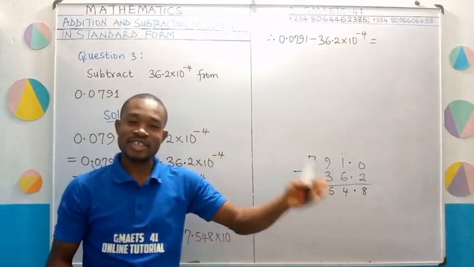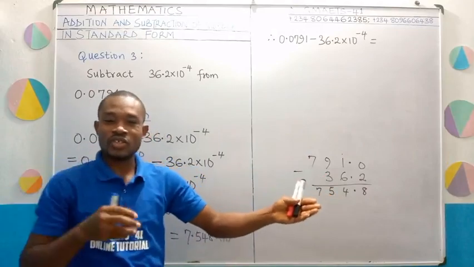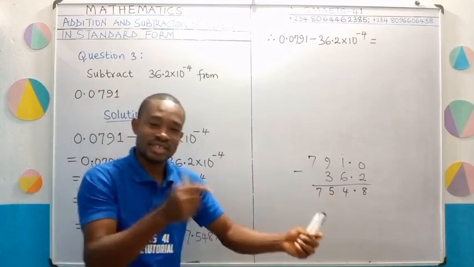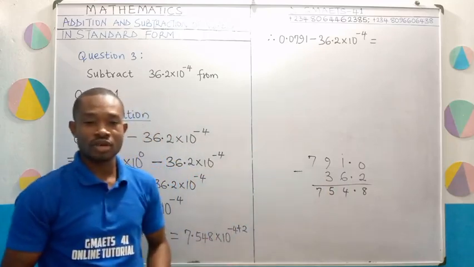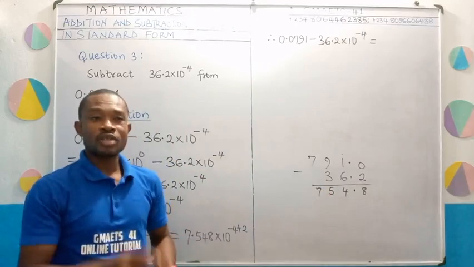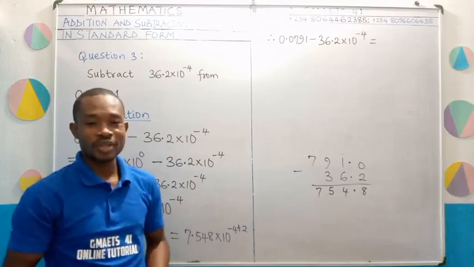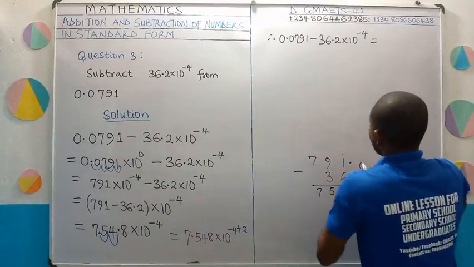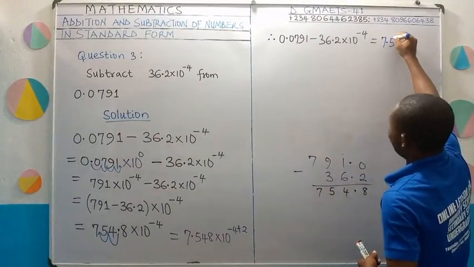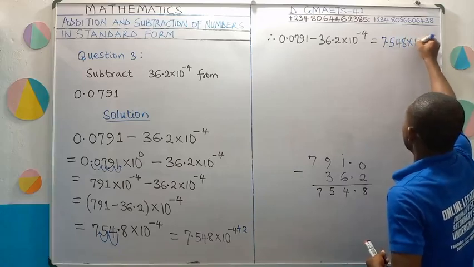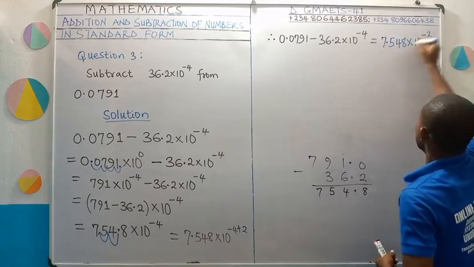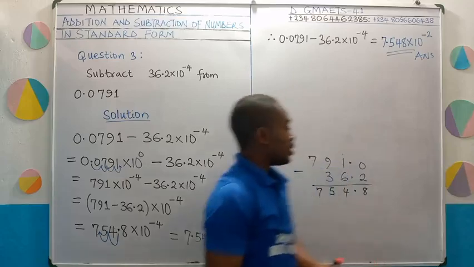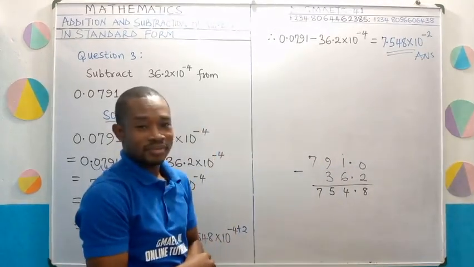Imagine you are owing somebody, let's say 4 oranges, and you are with 2 oranges. If you pay the person the 2 oranges you have, you will still be a debtor. You'll still be owing that person 2 more oranges. And because you are owing, it will be minus of the number you are owing. So minus 4 plus 2 is minus 2. 7.548 times 10 to the power of minus 2. This is my answer. I hope that is clear, right?